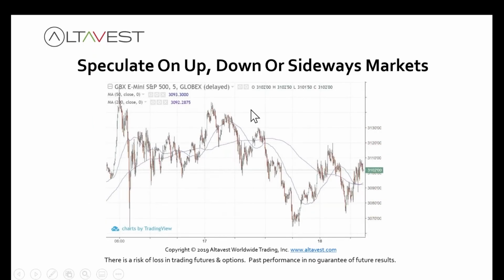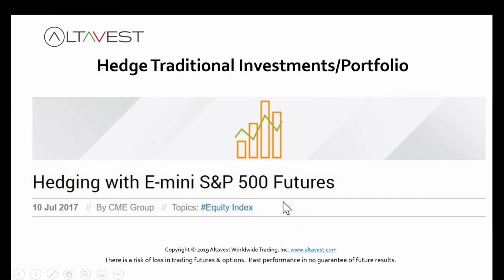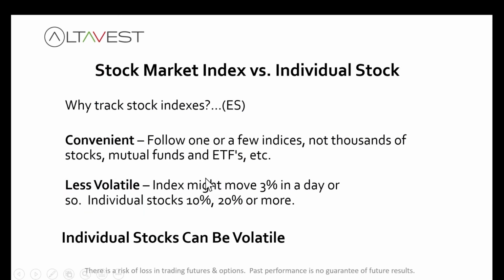So remember, we talk about speculating. Look at that choppy market. I just threw that in there because it was so choppy. Whether the market's moving up, down, or sideways, and even hedging. We'll show you how you can hedge your traditional investment portfolio. And why do we like the E-mini S&P 500? The symbol for that is ES.